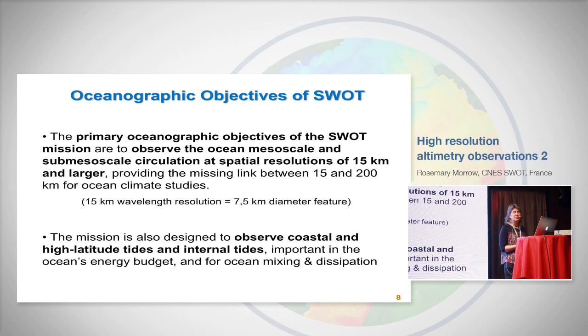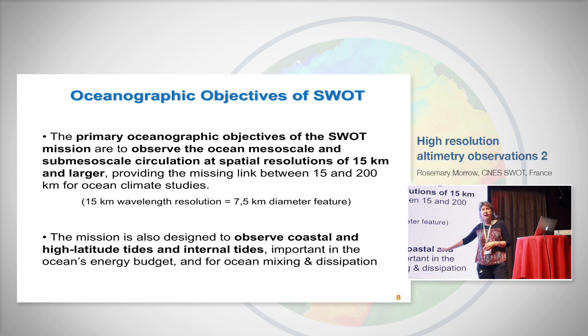So the oceanographic objectives of SWOT, the primary objective is to try and get a two-dimensional sea surface height coverage down to wavelength scales of about 15 kilometres and to better characterise this interaction between the mesoscale and the submesoscale circulation, at least down to scales of about 15 kilometres. And as Baylor explained so well at the beginning of the week, it's really important, the submesoscales, for many different processes, and it provides a kind of missing link for climate studies to understand and observe, monitor these interactions between the meso and submesoscales. And just to recall, as I said yesterday, 15 kilometres wavelength is around about a 7 kilometre diameter eddy or feature.